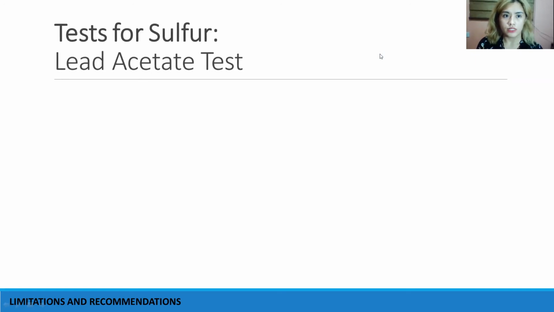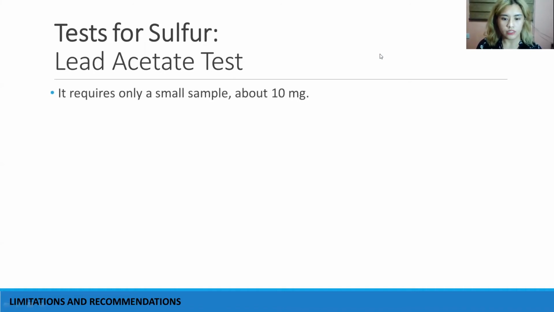The first one is the test for sulfur, the lead acetate test. This describes a test for the presence of sulfur in materials. This test involves heating a small sample of material in a glass pipette with a piece of moistened lead acetate test paper. It is a destructive test, but it only requires a small sample, which is about 10 milligrams.